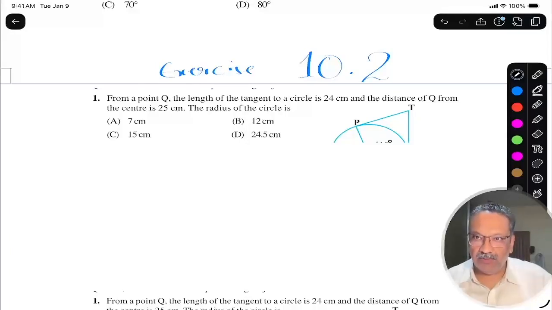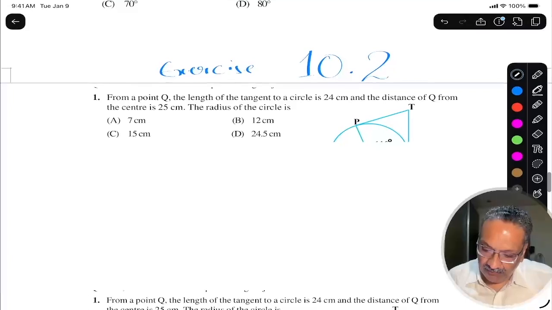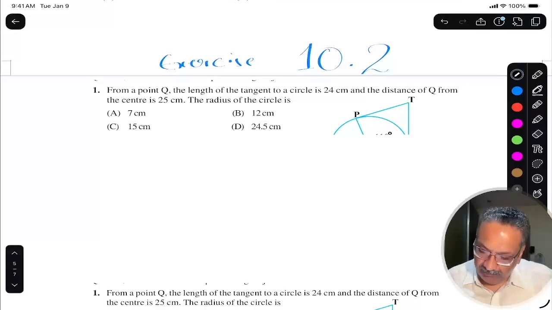Okay, let's start with the questions of exercise 10.2 of the chapter circles. Let's straight away jump to the first question. It's an MCQ. From a point Q, the length of a tangent to a circle is 24 centimeters.